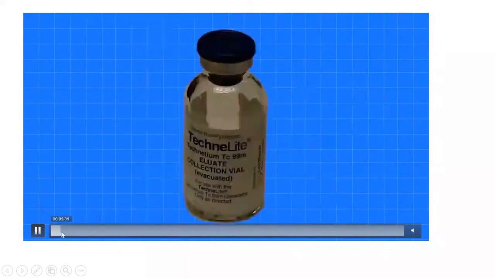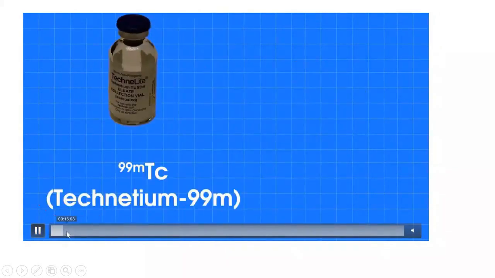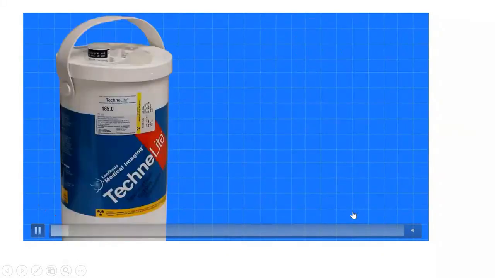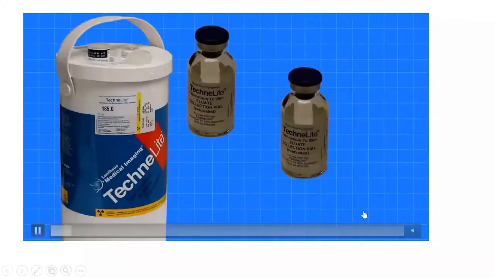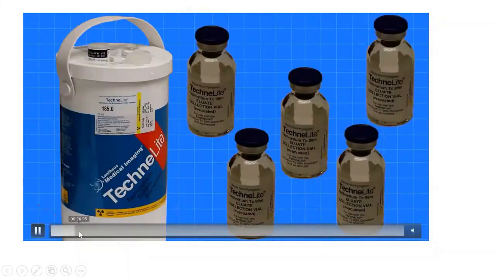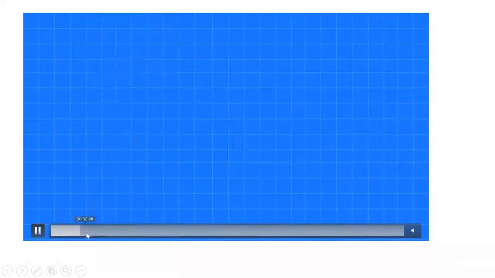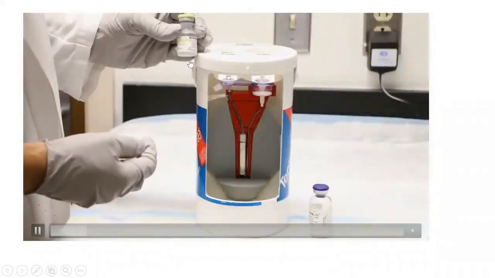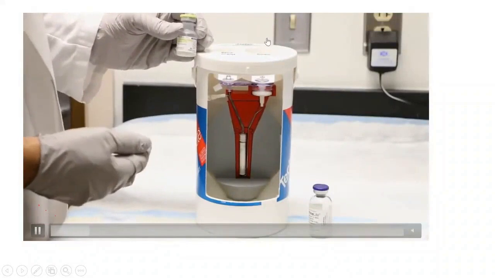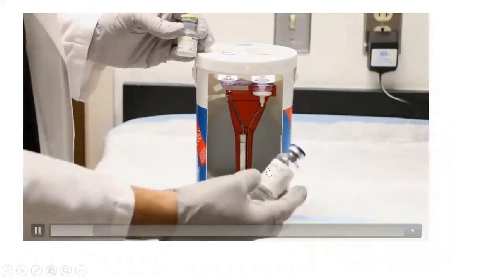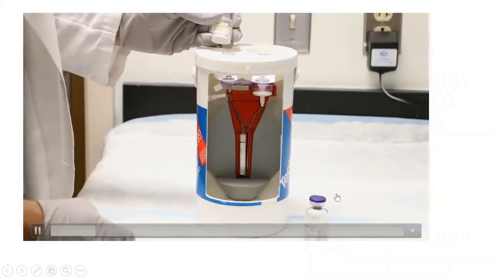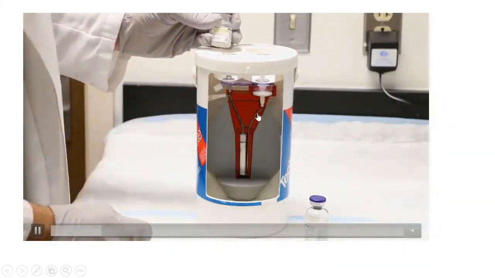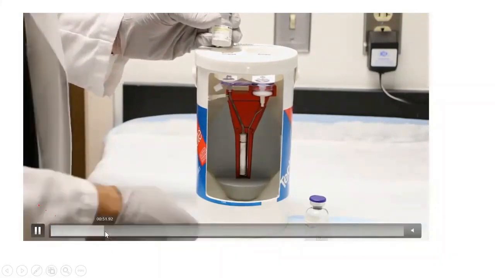Let's take a look at this process. The technetium and molybdenum are absorbed on the alumina. The alumina is like a base on which the molybdenum is present for you. See what's happening? Here he has a generator with saline on one side, and the other side is empty. He just puts it inside a shield made of lead to prevent any exposure. Let's see what will happen next.